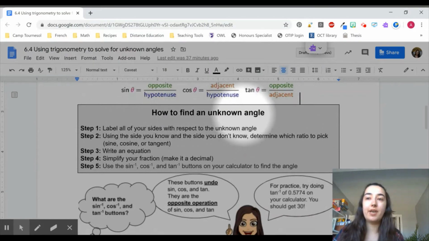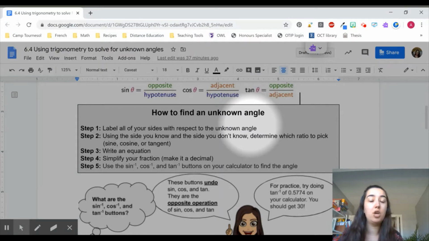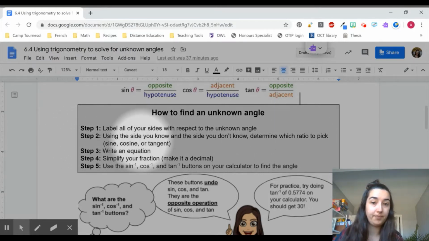So the question here is how to find the unknown angle. Well, we're going to follow a lot of the same steps that we did when you were looking for an unknown side. First, you're going to label all of your sides with respect to the unknown angle. So we have to write which one is opposite, which one is hypotenuse, and which one is adjacent. We then need to pick which ratio we are looking for. We need to write an equation.